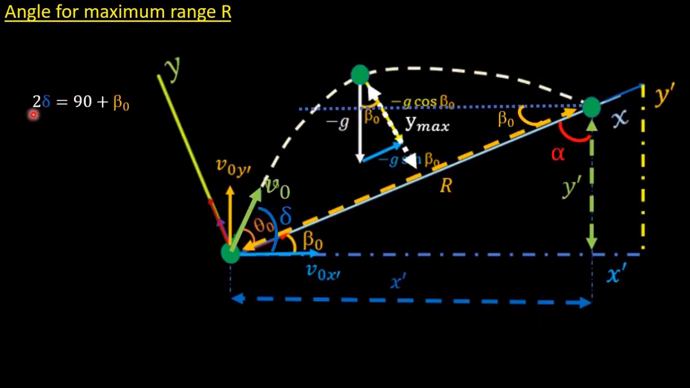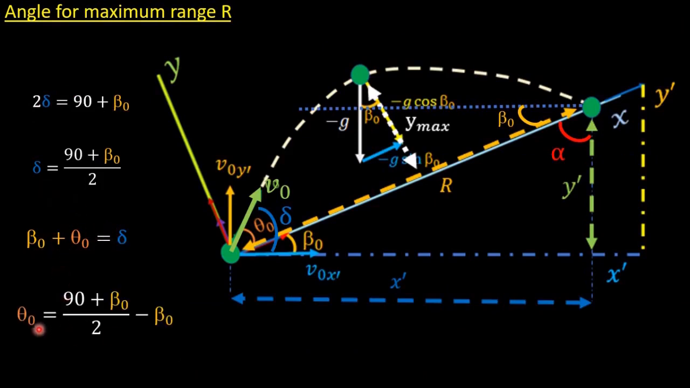So we'll put that equation here, and then if I divide both sides by 2, I get this. And remember, del was equal to beta plus theta. So if I substitute that back in, I get theta equals 90 plus beta over 2 minus beta. That is the angle that will give us the maximum range on the incline. Hopefully that made sense to you. This is the angle that would give us the maximum range along this incline.